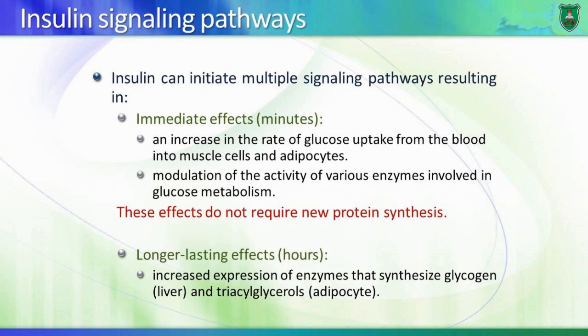Two responses. We have an immediate effect and we have a longer lasting effect. The longer lasting effect, or the slow response, is basically genomic. You have increased expression of certain genes that synthesize glycogen or triacylglycerols. And we have the immediate or fast response, which takes a few minutes. Here you have increase in the rate of uptake of glucose from the blood, modulation of certain enzymes, and these effects do not require protein synthesis.